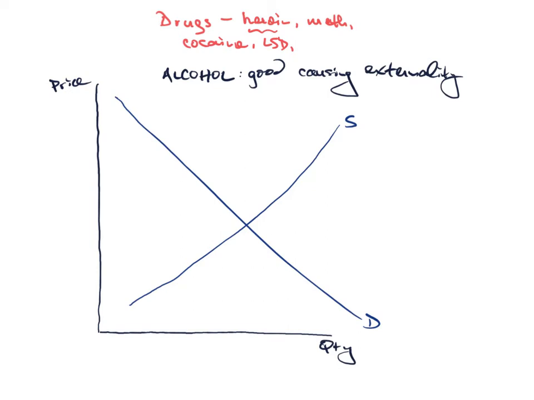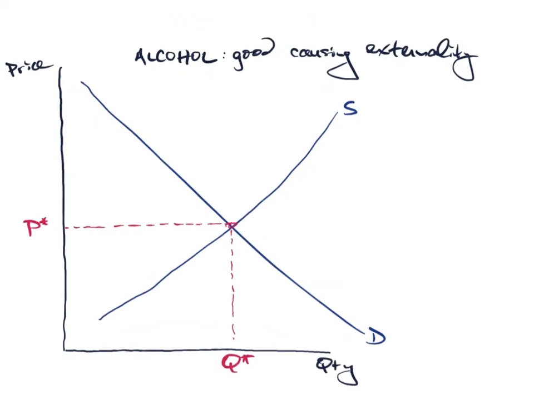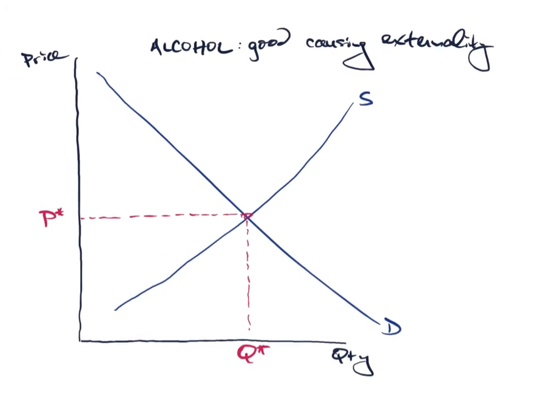One is control. Here's my market for the good, alcohol or whatever good is causing the externality. There's some demand for the good, there's some supply of the good. If the market were left to itself, there would be an equilibrium price, P star, where the quantity consumed is Q star. But if consuming this substance causes negative externalities, Q star is more than what is socially optimal.